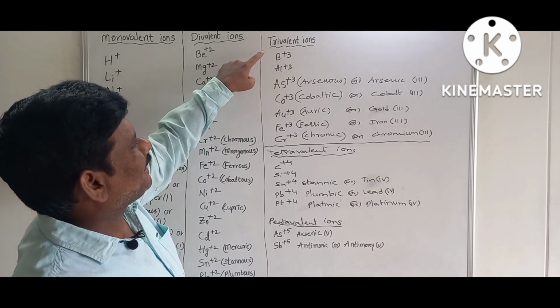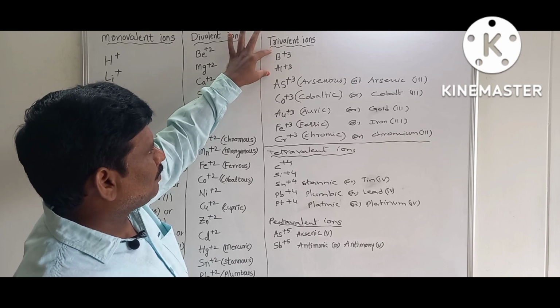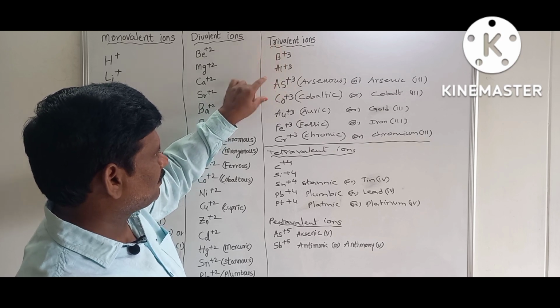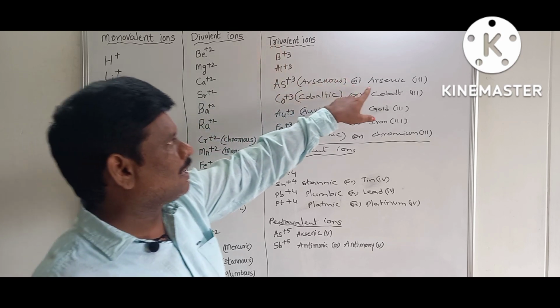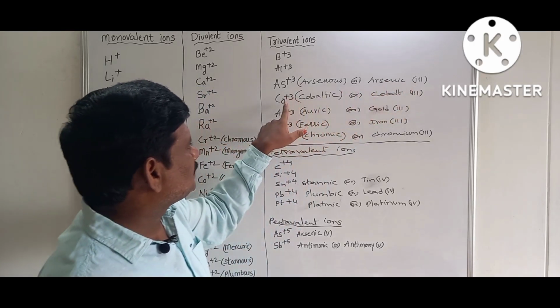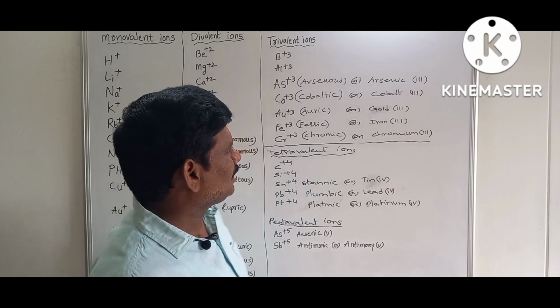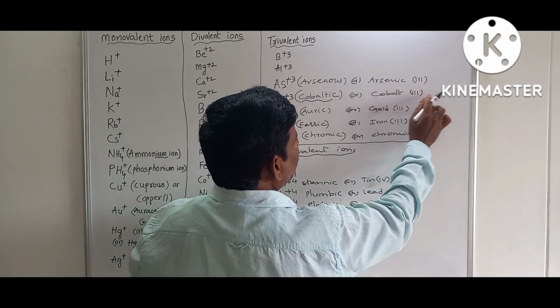Next one, trivalent ions, B plus 3, Al plus 3. As usual, boron and aluminium. Same. Name of the element and ion names are same. Arsenous, As plus 3 name is arsenous or arsenic 3. Co plus 3, cobaltic or cobalt 3. Here this name is cobaltic or write the cobalt 3.